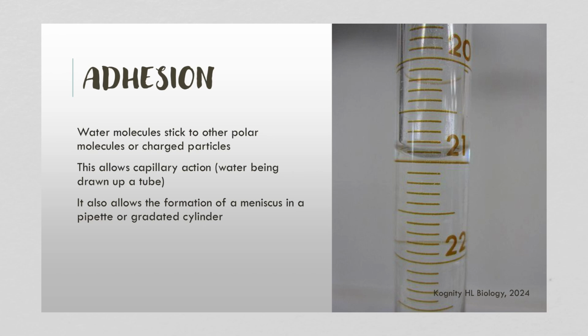Adhesion, on the other hand, is when water molecules are sticking to other polar molecules or charged particles. And this will allow the action of capillary action, which is when water is being pulled up a tube. It's also what explains when a meniscus forms inside a pipette or burette, where you see that curvature in the water level. So when you're reading the volume of a graduated cylinder or other substance that shows a meniscus, you always read from the bottom of the meniscus, not where it reaches up the sides of the tube.